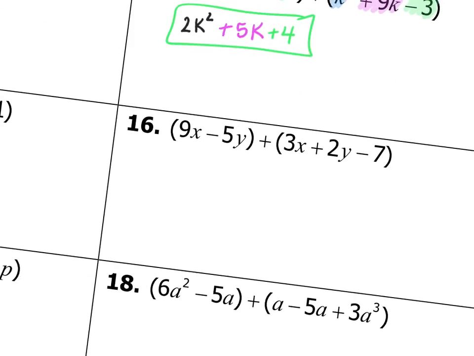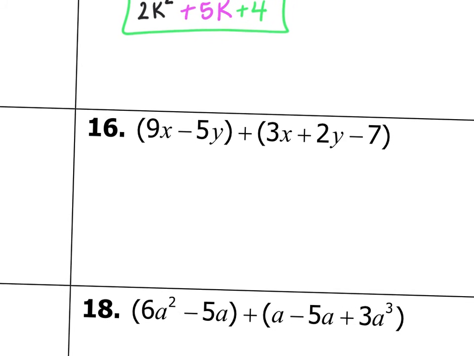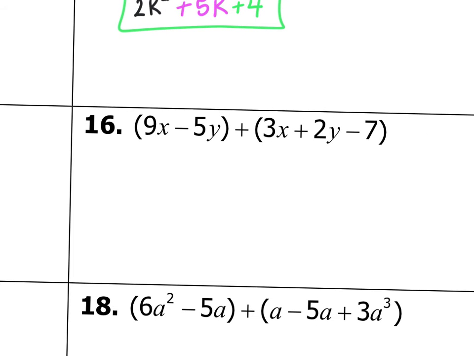All right, for number 16, it says 9x minus 5y plus 3x plus 2y minus 7. So remember, to put this thing in standard form, I have to put it in alphabetical order. So x comes before y. So I have a 9x and a 3x. That makes 12x. I have a negative 5y and a positive 2y. So that makes a negative 3y.